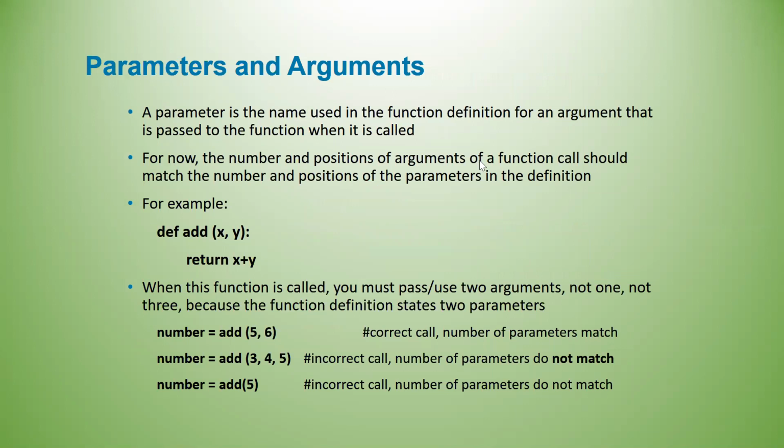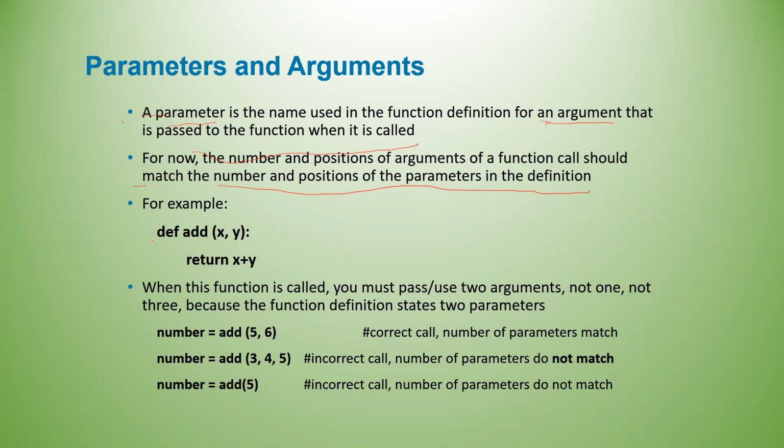Okay, so a parameter is the name used in the function definition for an argument. You see, we call it argument and we call it parameter. Parameter is when you define it. Argument is when you call it. So that is passed to the function when it is called. For now, the number and positions of arguments of function call should match the number and position of the parameters in the definition. So let's look at this example and then you will understand it.